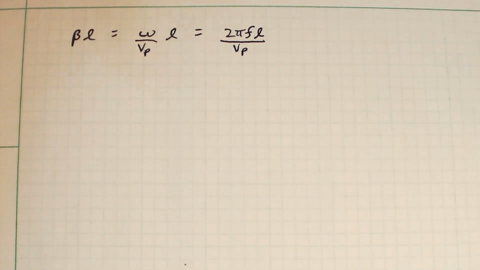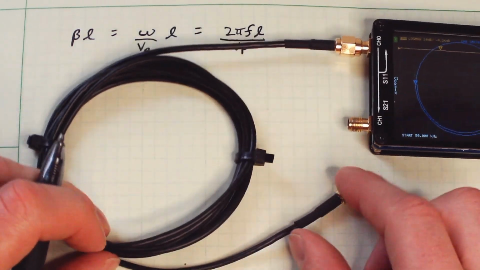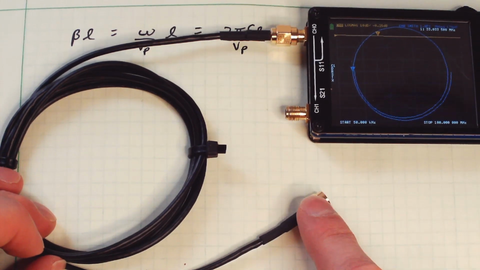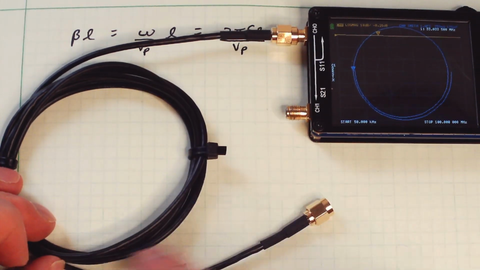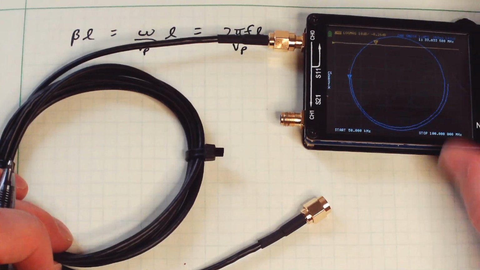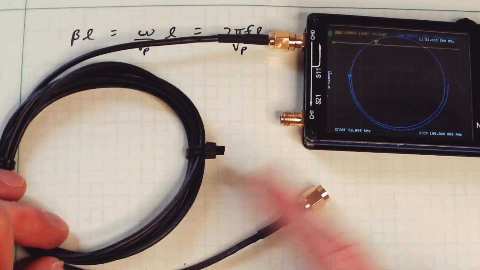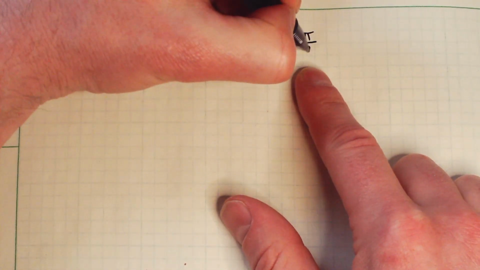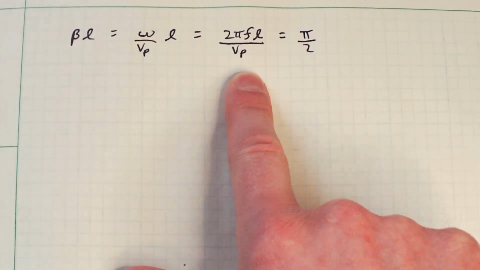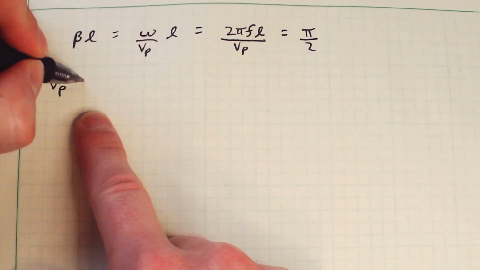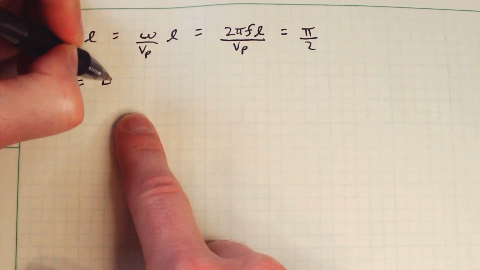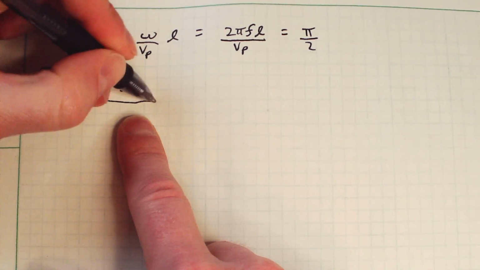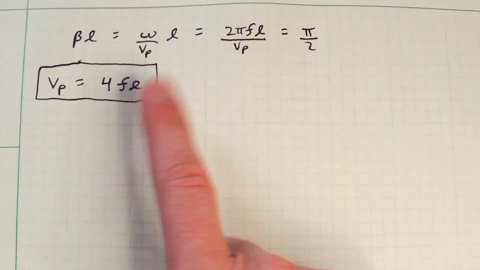That is the electrical length of this particular length of cable here, which at this frequency, remember, is exactly negative 90 degrees or 90 degrees. So 90 degrees down, 90 degrees back is 180 degrees, or down and back is pi. So the length here is pi over 2 radians in electrical length. So all I'm going to do is solve for v sub p. And what you find is that v sub p is equal to 4 times f times L. Just like that. So very simple.